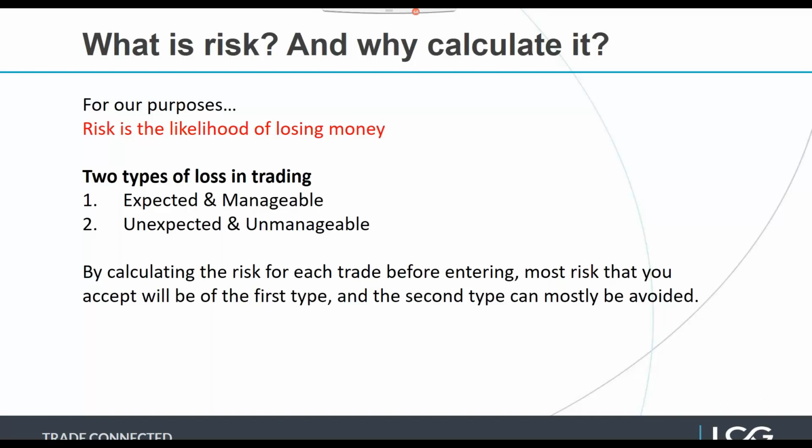So by calculating the risk for each trade before we enter it, most of the risk that you'll be accepting by trading will be of that first type, the expected and manageable risk. I.e., we know that we're putting this much risk on the table and we could obviously lose it. But we're comfortable with it, we can manage it, it's not a problem for us. Rather than the second type, which by calculating the risk beforehand you can mostly avoid, which is the unexpected and unmanageable, where you get caught off guard, it throws off your trading plan, and it's very difficult to manage. So I'll talk about that a little bit more here.